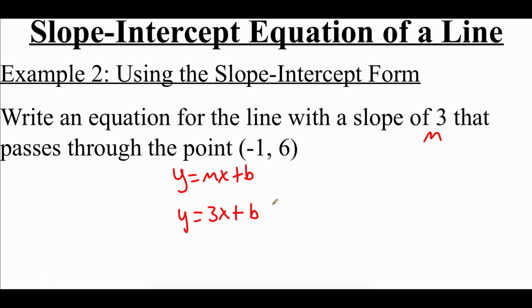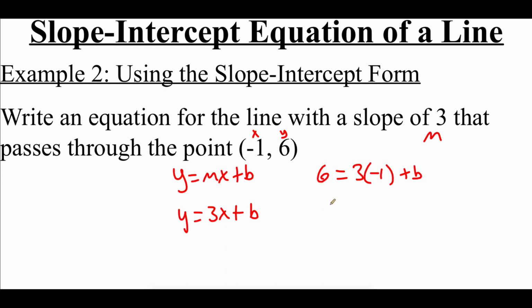Since we know a point on our line, we can use that to help us figure out what our b value is. Remember, an ordered pair, a point, has an x value and a y value. So we can actually take those and plug those into this slope-intercept form to help us solve to figure out what our b value is. So I'm going to take that 6 and plug it in for my y value, equals, I know my slope is 3, my x value is -1, but we don't know what our b value is. That's what we're going to solve for.